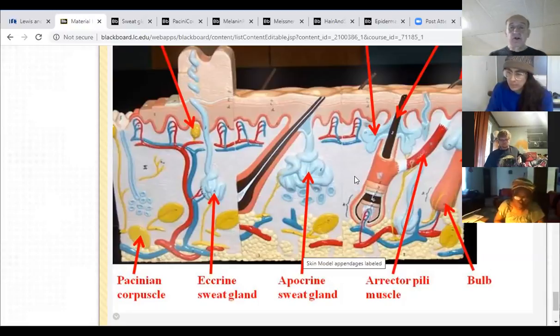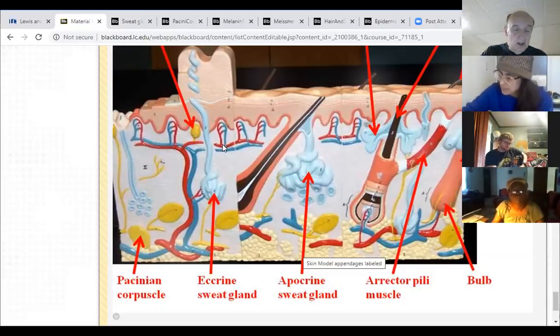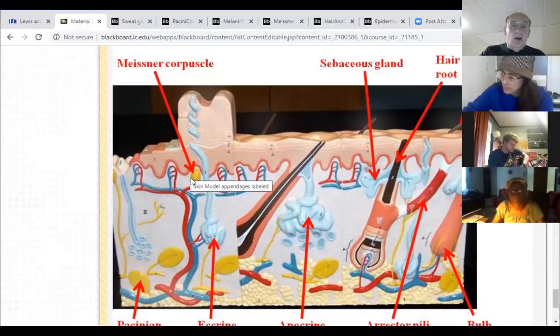So the only function that we haven't addressed is the sensory function, the ability to detect touch, pressure, and temperature. And so these very bright yellow structures are elements of our nervous system. So this is nervous tissue. And we're going to mention only two. Your lab report has first the Meissner corpuscles. Meissner corpuscles are located in dermal papillae.